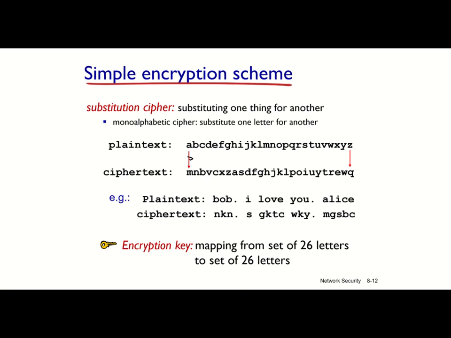For example, if you have this kind of key, then the monoalphabetic encryption of this plain text, Bob, I love you, Alice, would be nkn.s GKTC and then the rest. Why? Because B is mapped to N, so instead of B you put N, instead of O you put K, so Bob becomes NKN. Or I becomes S because I is mapped to S. So this is not a very difficult encryption to break.